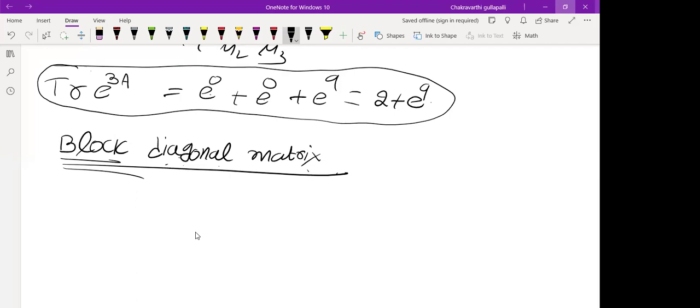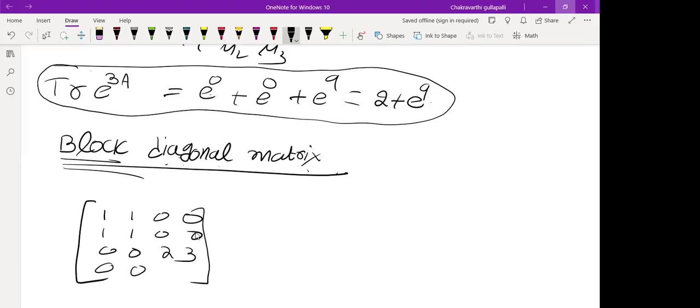So, for example, a matrix like 1 1 0 0, 1 1 0 0, 0 0 2 3, 0 0 4 5. This matrix is not a diagonal matrix. Is this a diagonal matrix? No, ma'am. No, because principal diagonal elements are there, remaining should be zeros, but they are not zeros. So this is not a diagonal matrix, but it is a block diagonal matrix.